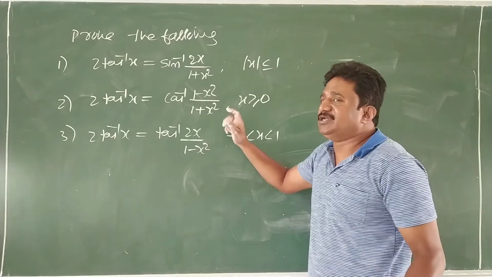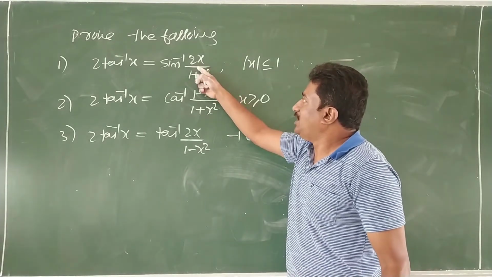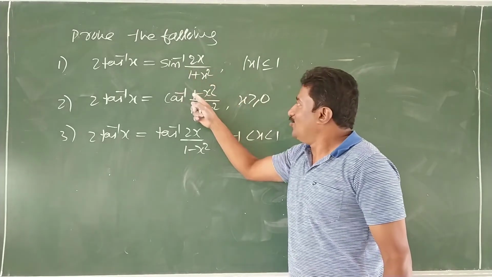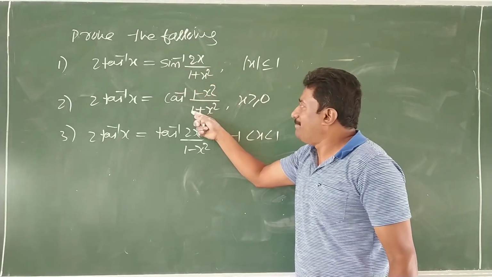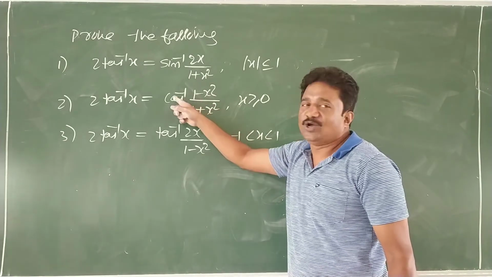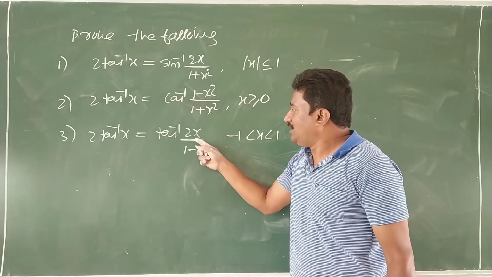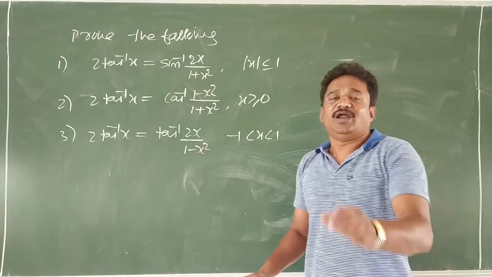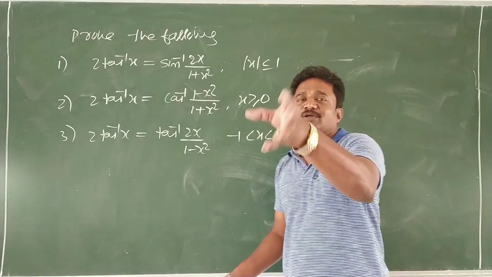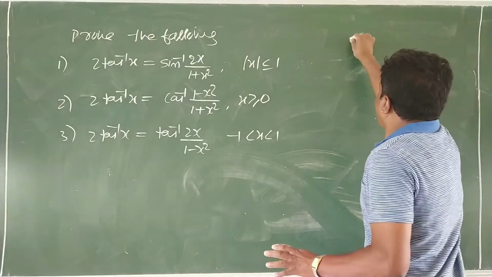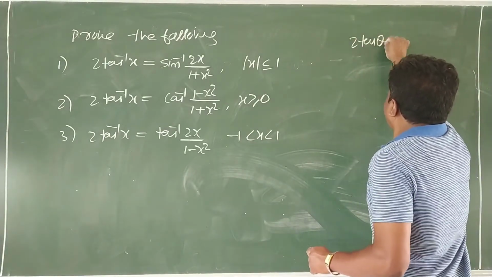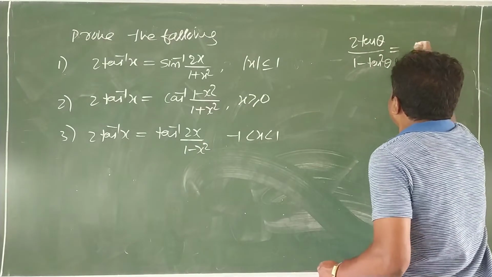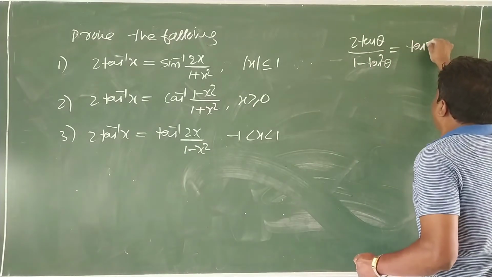Tell me formulas related to this. 2 tan theta by 1 plus tan square theta is sin 2 theta. 1 minus tan square theta by 1 plus tan square theta is cos 2 theta. 2 tan theta by 1 minus tan square theta is tan 2 theta. You learned these formulas in your first year. I write the formulas: 2 tan theta by 1 minus tan square theta is equal to tan 2 theta.